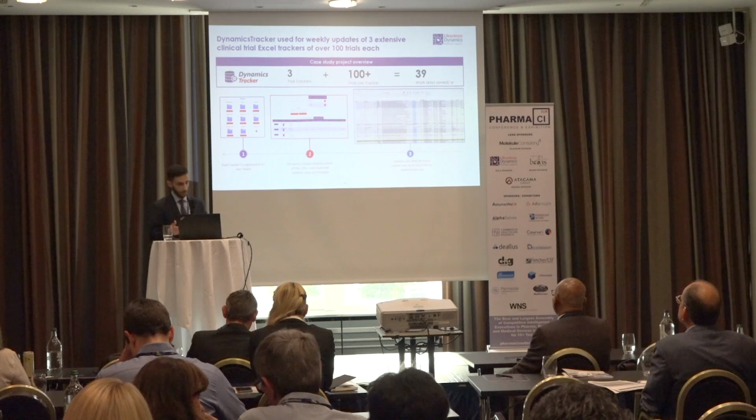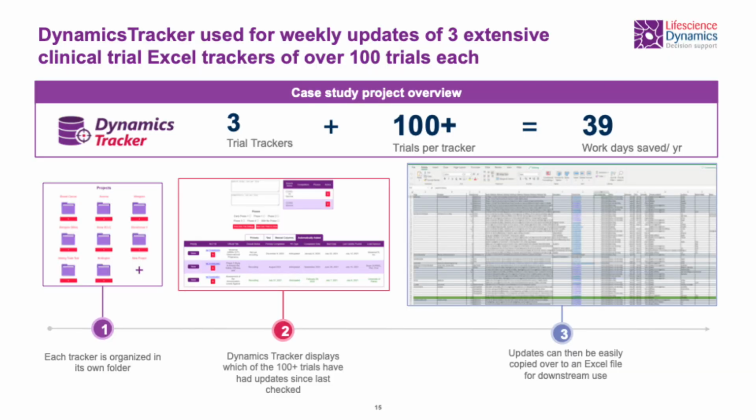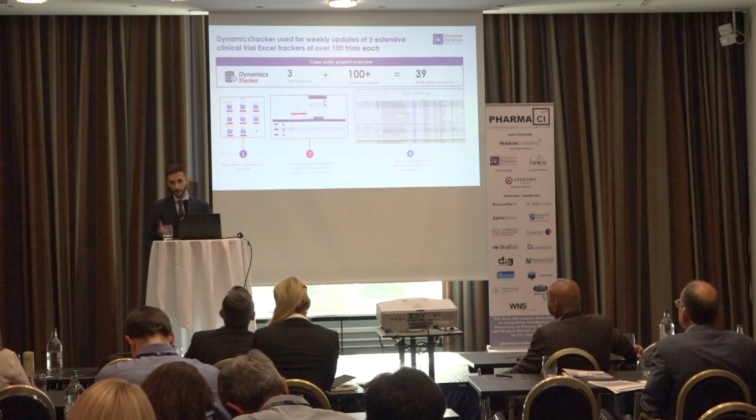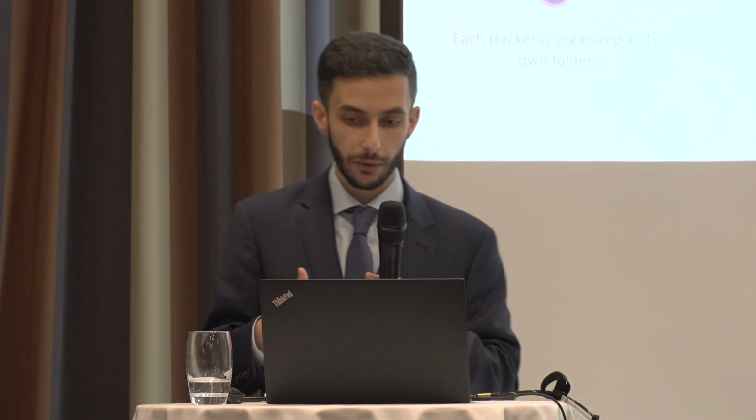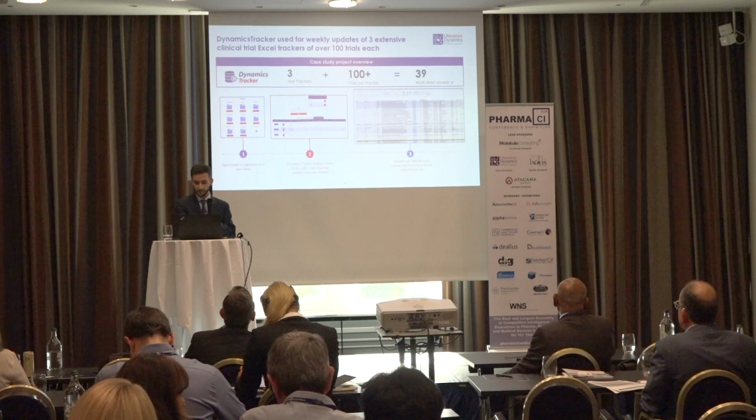And just to give you one example, in this case, we had a project which had 3 sub-indications within that project. And so we set up 3 trial trackers using Dynamics Tracker for that project, each of which had about 100 trials in each tracker. And so far, that's been saving that particular project team about 39 manual hours per year that they otherwise would be spending doing this very resource-intensive, monotonous work. And so, as you can imagine, over the course of multiple projects across multiple teams, this is saving a huge amount of time for our teams internally, but also for our clients. So that's one example. That's Dynamics Tracker.